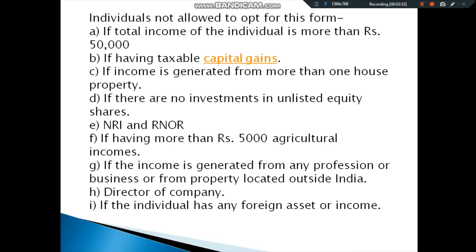Now who are not allowed to opt for this ITR-1 Sahaj: if your total individual income is more than rupees 50 lakh. If you are having any taxable capital gains, like if you are selling or buying any house property or dealing in shares, you are not allowed to file ITR-1. If you have house property rent receiving from more than one house, then you are not allowed to file ITR-1. If there are investments in unlisted equity shares, if you're an NRI, if your agriculture income is more than rupees 5,000, you cannot file ITR-1.